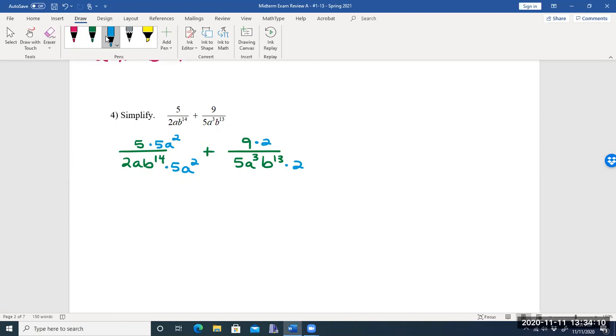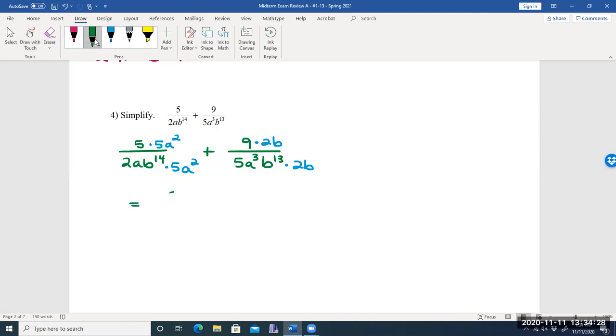Now I look at the b's. The first denominator has 14 of them, and the second denominator only has 13. So I need an additional b over here. Now that should do it, but let's double check here.